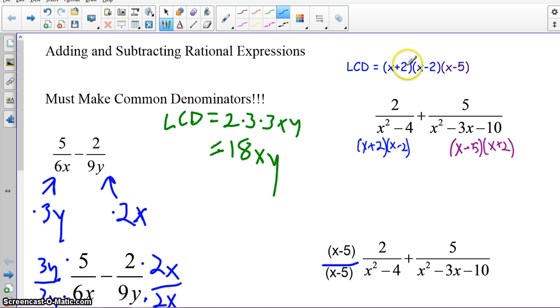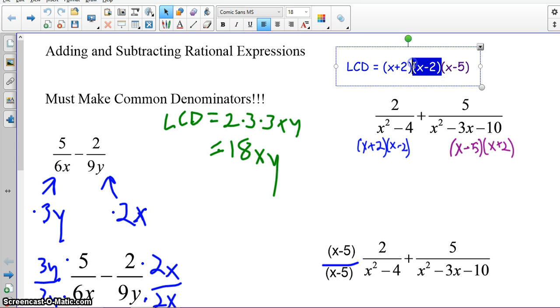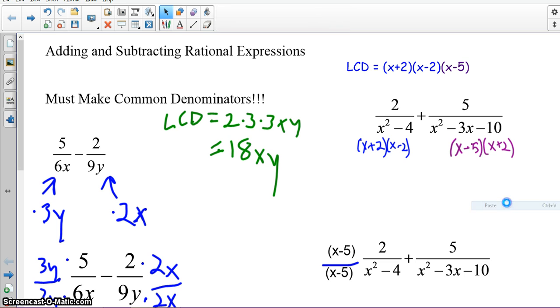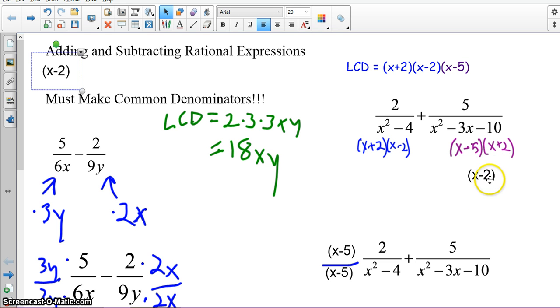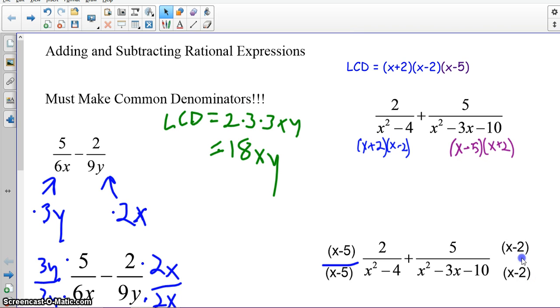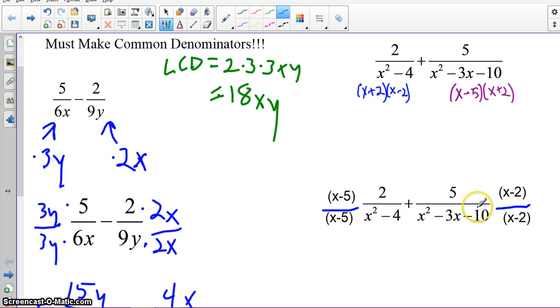And then same thing here. Here we have the x minus 5 and the x plus 2. We need the x minus 2. It's missing. So we multiply top and bottom by x minus 2 over x minus 2. Okay, so that's what we do here and here. I'm going to write it out.